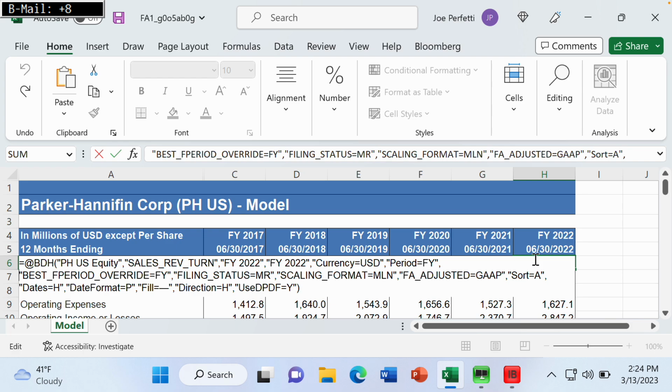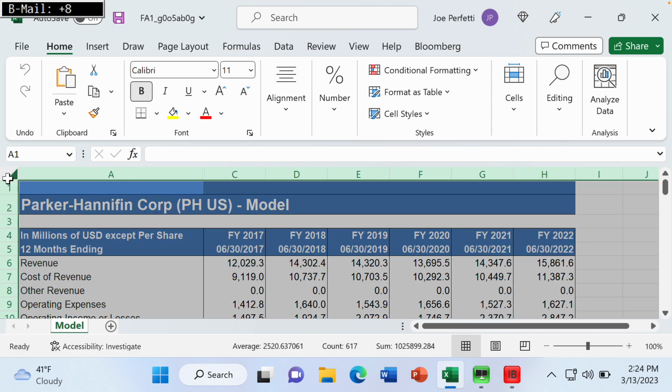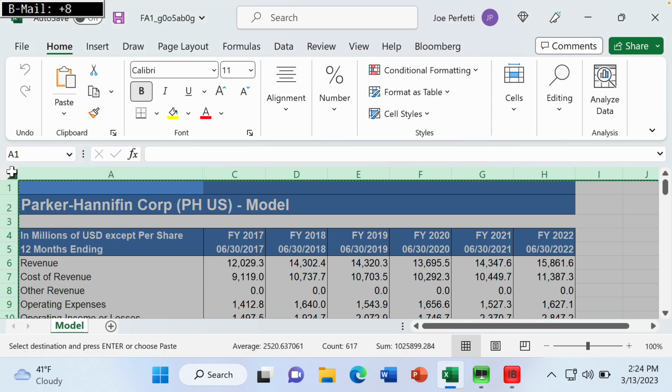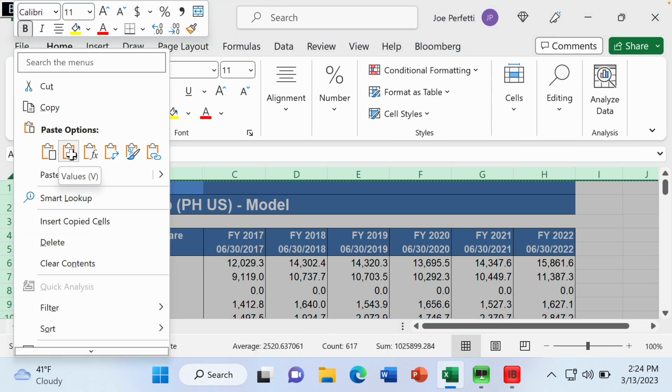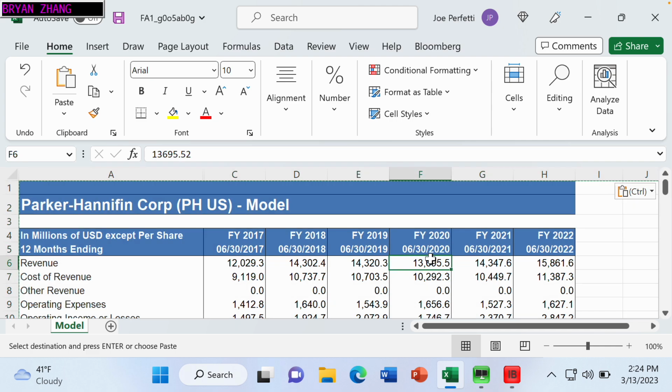Okay? So in order to get around that and to use the data that you export, you're going to have to take all that data, select the whole tab, right-click, copy it, right-click on the whole tab, paste special values, and turn the formulas into numbers. Okay? That's something you'll have to do every time, one time when you export the data.